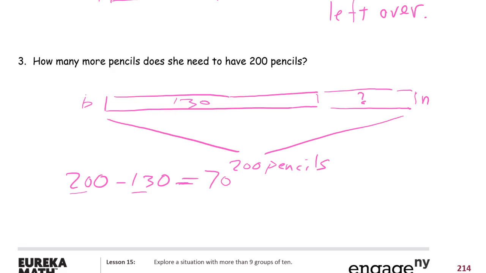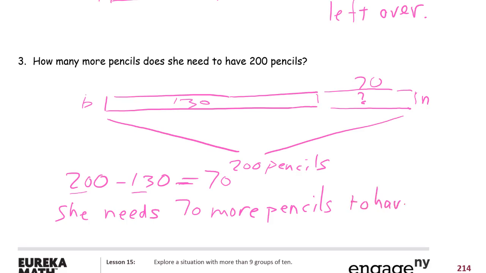Or you could draw it out on a number line and count it backwards. You could draw 20 tens and cross out 13 of them and count what's left. That's another picture you could draw that would help you figure it out. So she's going to need 70 right here. She needs 70 more, and these are pencils, to have 200.